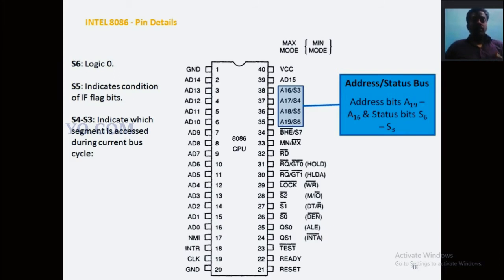These 4 pins are the higher status pins, and the remaining lower status pins are S0, S1, S2. We will study them later.